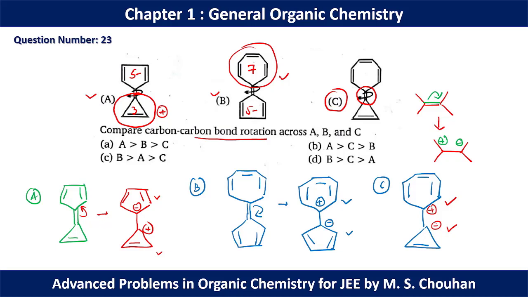So between A and B, the B molecule is much more stabilized, and hence the C-C bond dissociation or C-C bond rotation will be much more favored in the case of B, and it will be more easily rotated. And for question number 23, that's why option C should be the correct option.